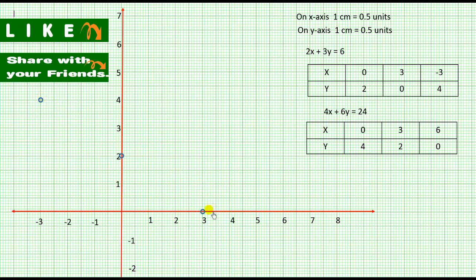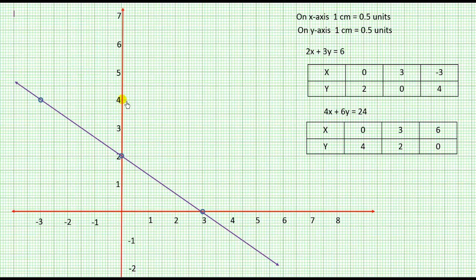Now these are the 3 points which you have plotted on the graph. Now draw a line passing through these 3 points, and that line will be like this. Now take the other equation. The first set of coordinates is 0 and 4: x is 0, y is 4, so the point will be plotted here. Now the second set is 3, 2: x is 3, y is 2, so the point will be plotted here.